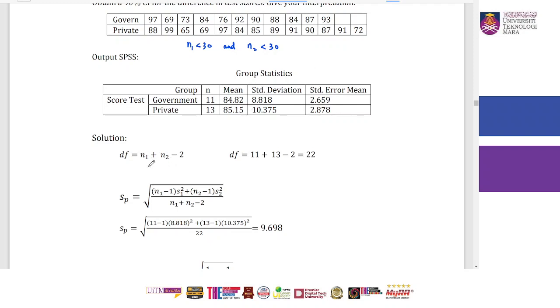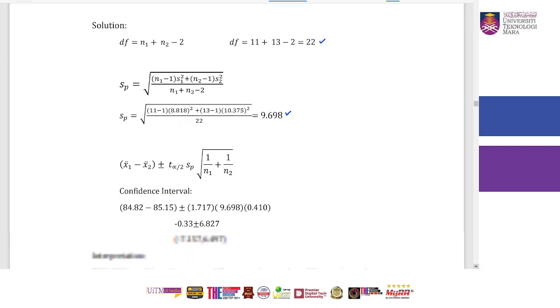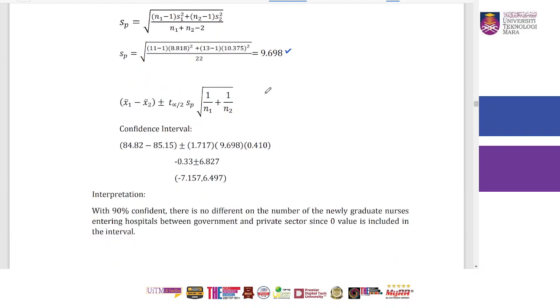In this situation, you have the degrees of freedom as n1 plus n2 minus 2. That is 11 plus 13 minus 2, so you get it to be equal to 22. And calculating the pooled standard deviation, you get Sp equal to 9.698. And then from here, you can calculate the value for the interval.